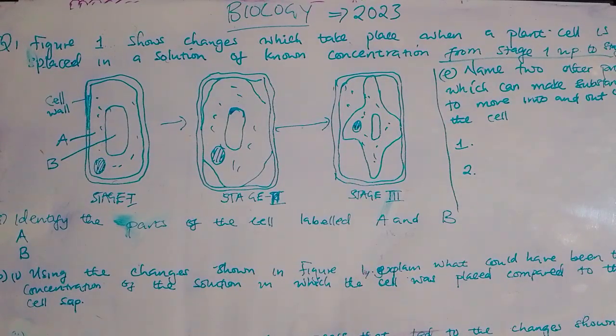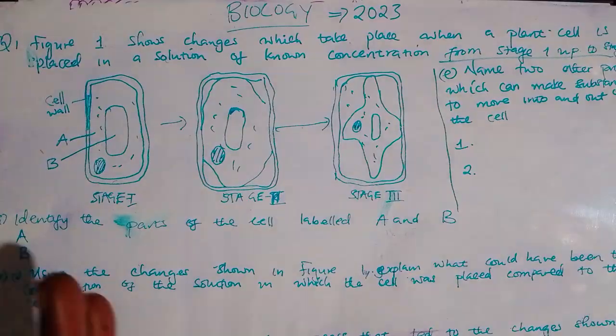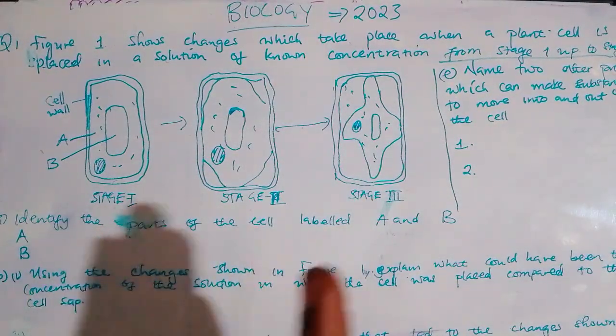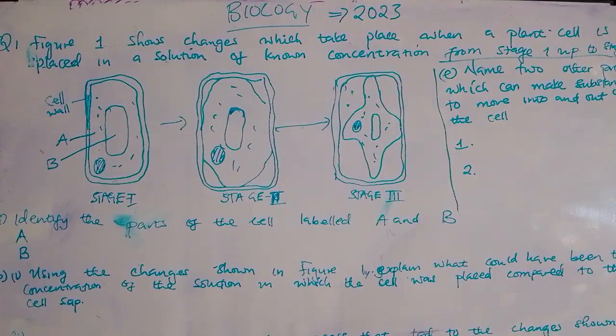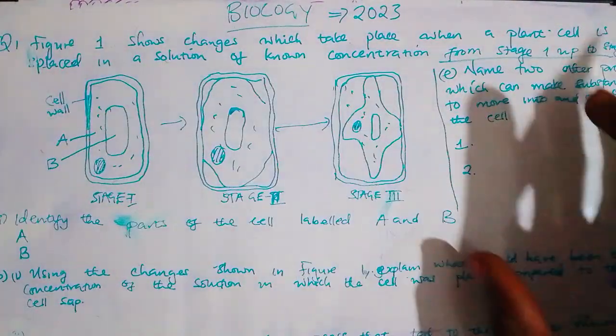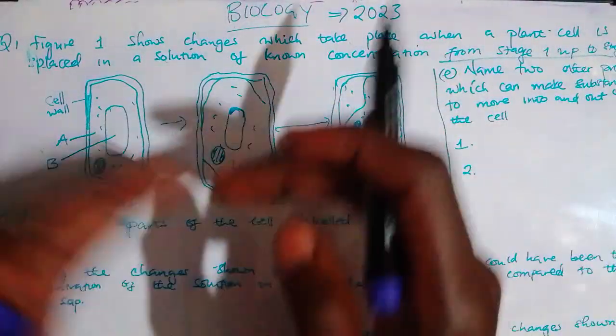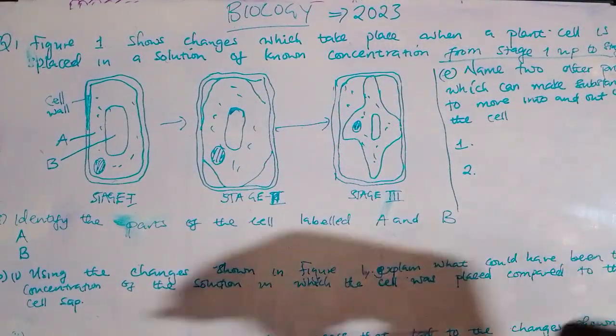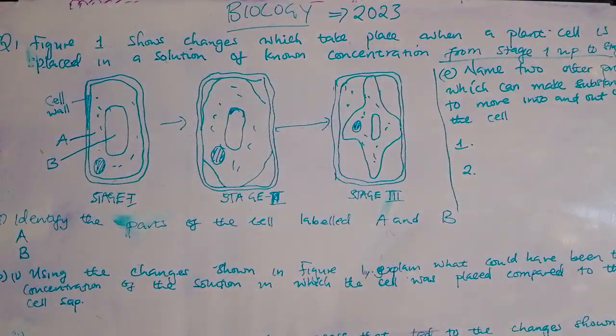So to begin, the question is saying figure 1 shows changes which take place when a plant cell is placed in a solution of known concentration from stage 1 up to stage 3. So they are saying that this diagram here represents the changes which take place in a plant cell when it is placed in a certain solution. So now our first question is, identify the parts of the cell labeled A and B.